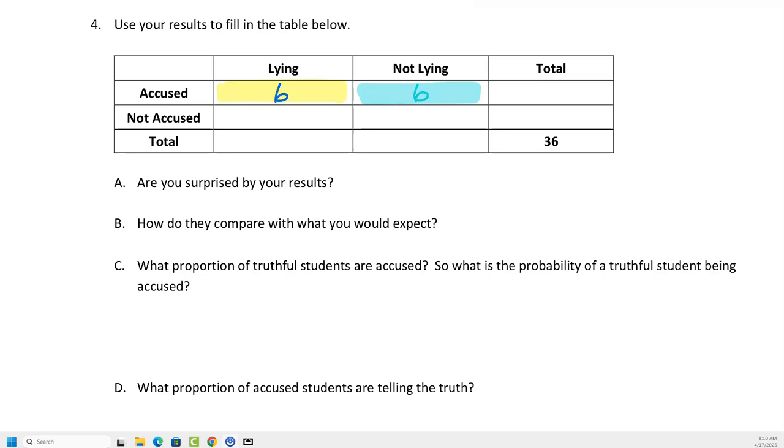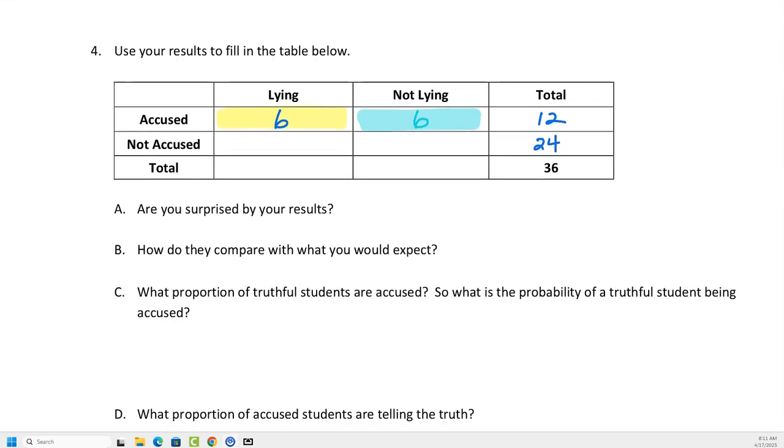And we know 6 plus 6 is 12. And then I know that to add to 36, this has to be a 24 in this one, right? Because we know these two have to add together to get the 36. Can I fill in anything else about my information? Not accused and lying. Oh, how can we fill in not accused and lying? That's a really good one, actually.